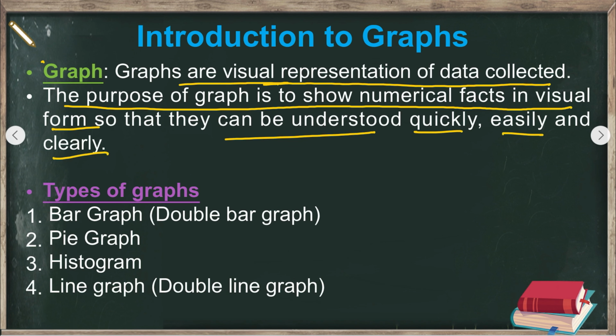There are various types of graphs, like the bar graph. In bar graphs we also have the double bar graph. Then we have the pie graph, the histogram, and the line graph. The line graph also includes the double line graph, and sometimes the triple line graph also. Let's understand all of them one by one, as you have already studied them in previous classes. We are just going to recall them.